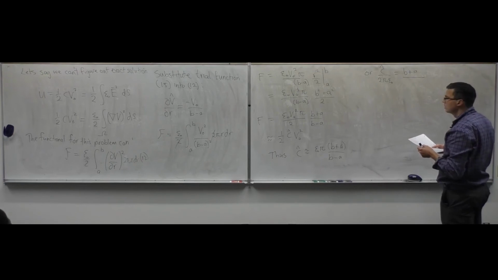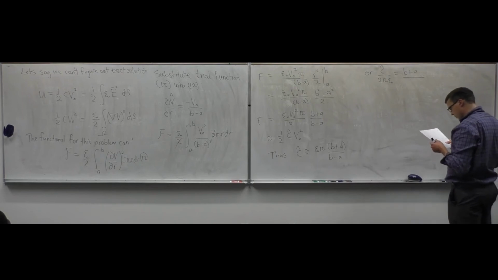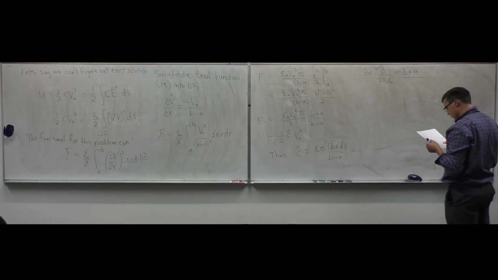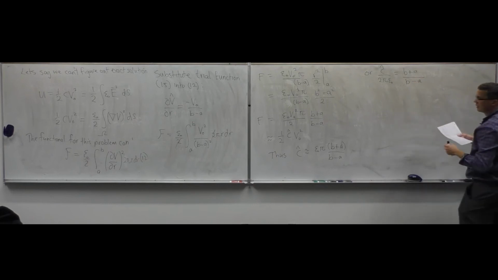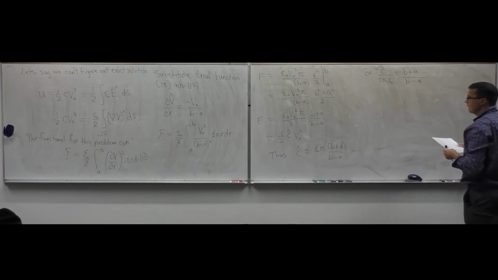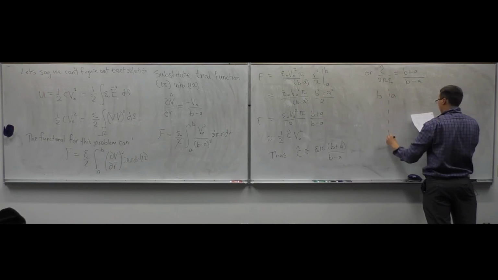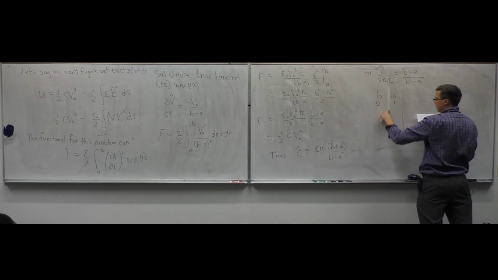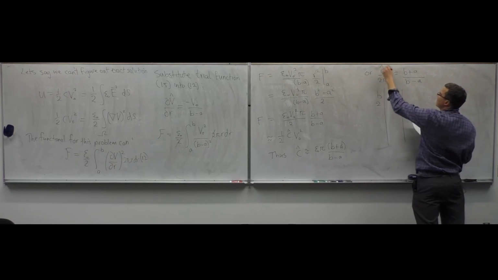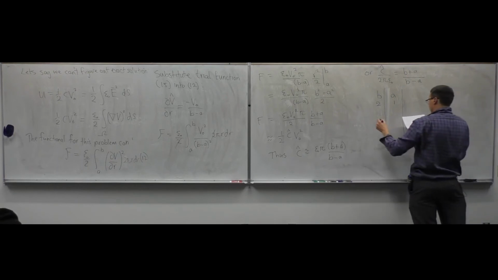Missing a 2. Those 2's cancel. No, that should be b minus a. Yeah, I think that's right. So let's put in some values, b and a. What's that symbol, 2 pi epsilon? Oh, C hat. That's the capacitance. That's the approximate capacitance.